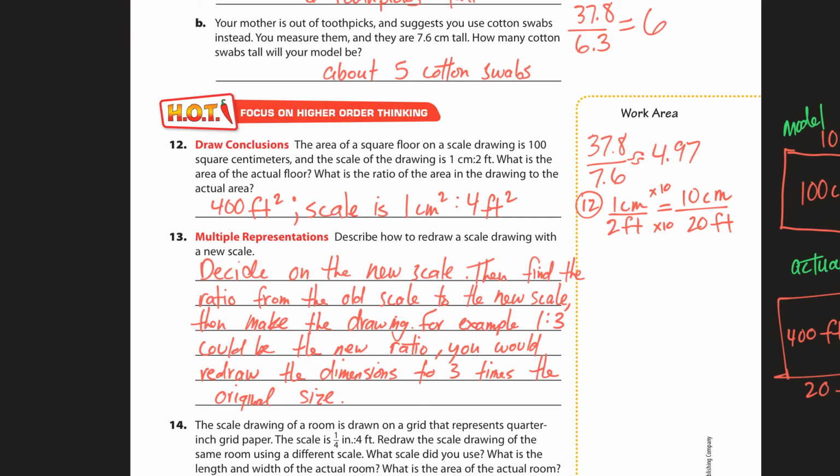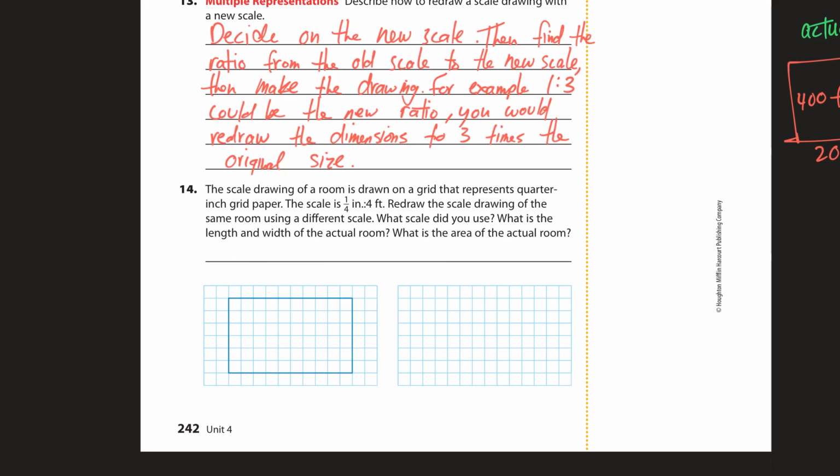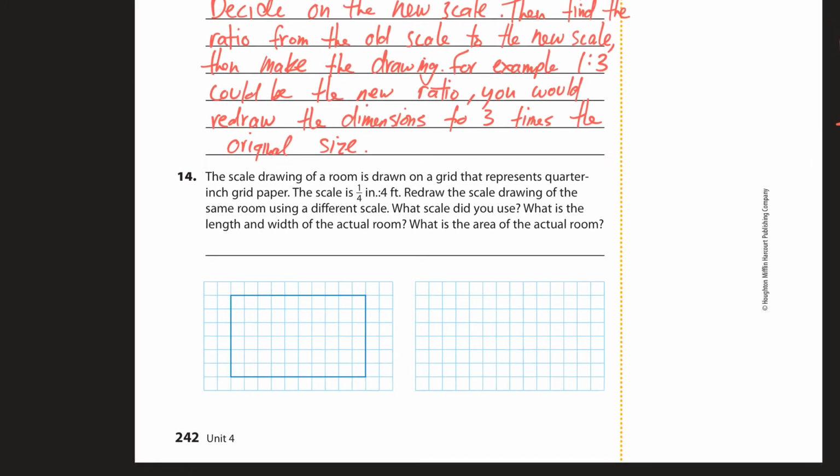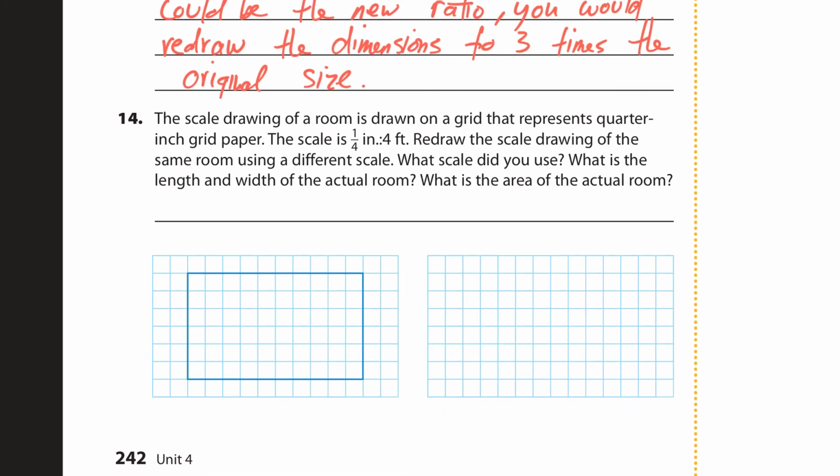Okay. And let's go with our last one, number 14. The scale drawing of a room is drawn on a grid that represents a 1/4 inch grid paper. Scale is 1/4 inch goes to 4 feet. Redraw the scale drawing of the same room using a different scale. What scale did you use? What is the length and width of the actual room? What is the area of the actual room?